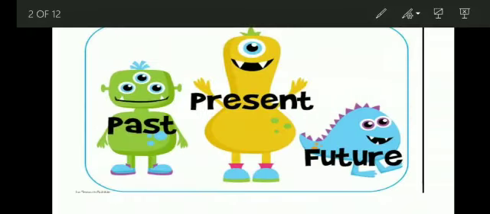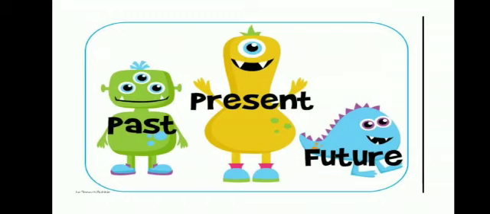Now, there are three types of tenses: present tense, past tense, and future tense. Further, in three of them, we have four parts also: indefinite, continuous, perfect, and perfect continuous. So, we will revise them again.